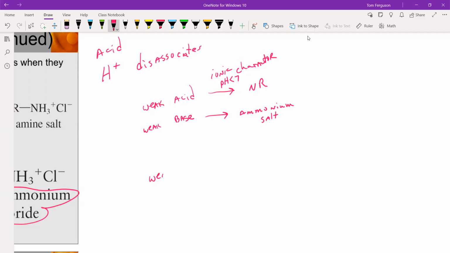Okay, so if we have a weak acid and a weak base, and the pH is greater than 7, we end up with the acid salt, and there's no reaction.